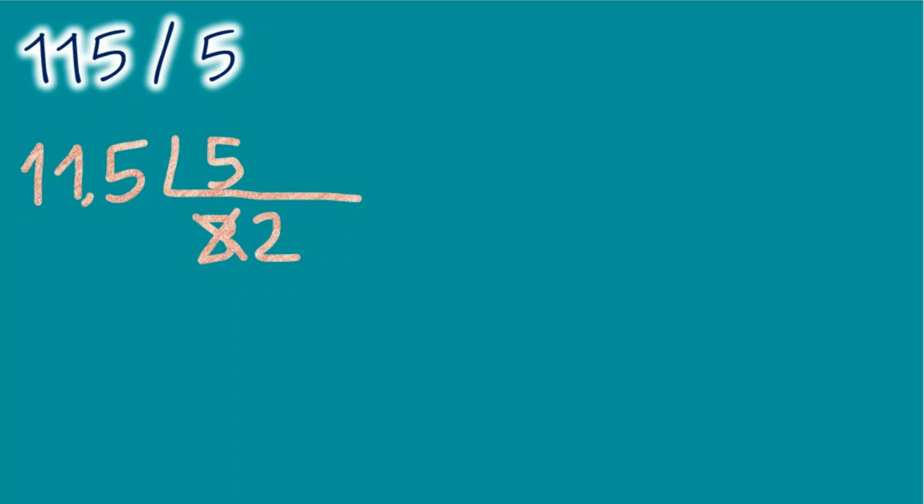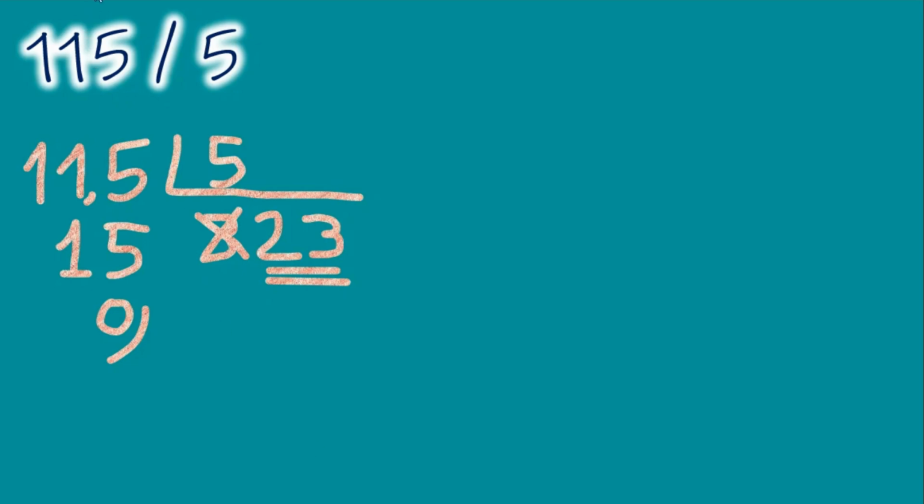So 5 times 2, 10. To 11, 1. Then we bring down the 5. And then, like before, 5 times 3, 15, to 15, 0, and we're done. This is 23. That's the way that I think it's easier.